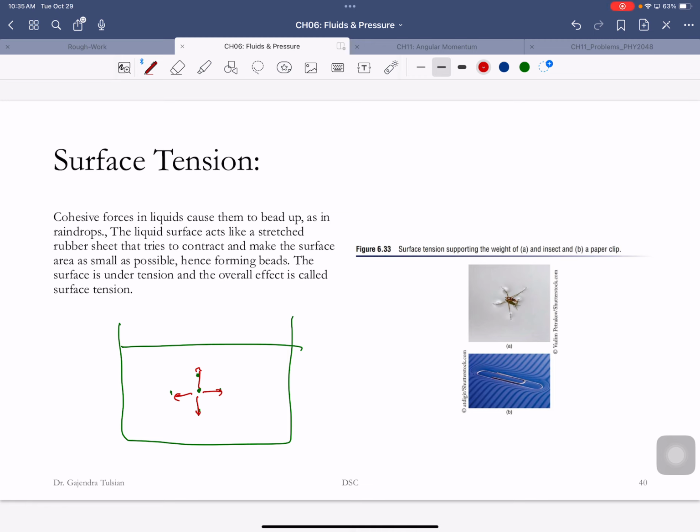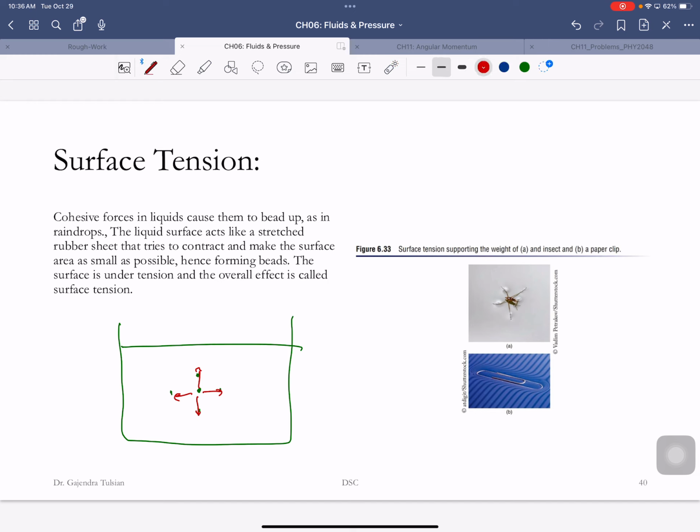What is the net force on this water molecule? What is the net force on him? 0. Very good. Okay. All right, so if you're living inside, the net force on you is 0. Let's get to the surface, okay?